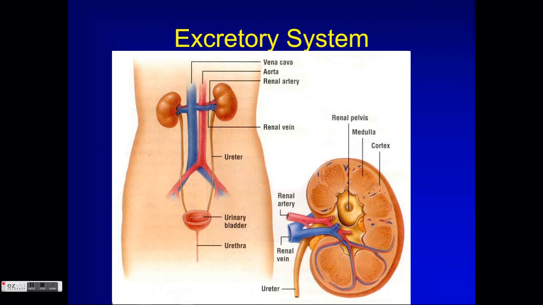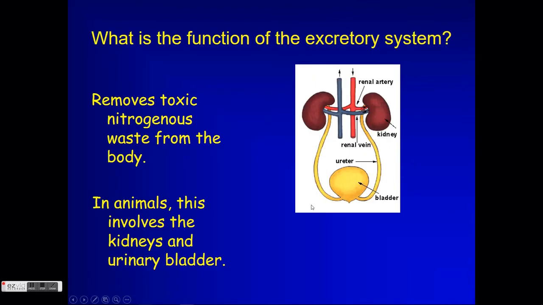The function of the excretory system is to remove toxic nitrogenous waste from the body. And so we're going to need to figure out what this nitrogenous waste is and why it's toxic and where it's coming from. And in animals, this involves the kidneys and the urinary bladder.